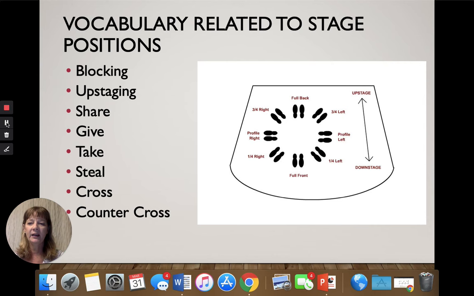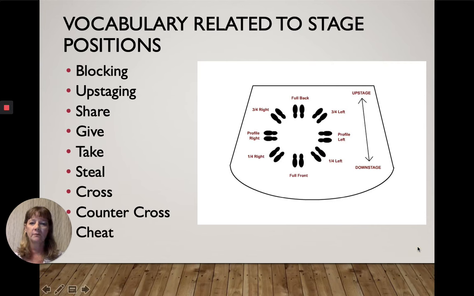Okay, so let's look at each of those body positions. Oh, cheating. That's one other thing. When you're cheating, it's not what you think, right? You're turning your body so that you're giving the audience a chance to see you communicate, and it's actually only turning your upper body out so the audience can see you speak.